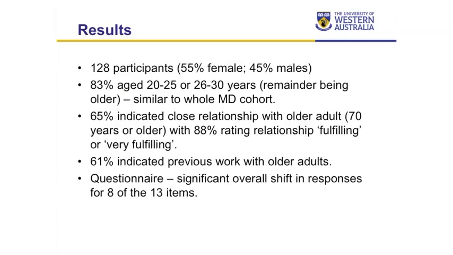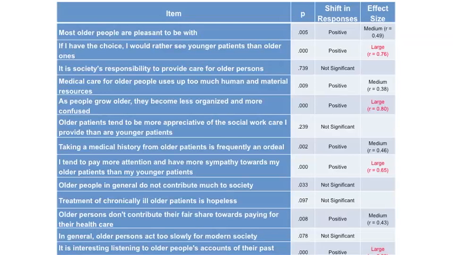Then we saw in the questionnaire with the pre and post responses that there was a significant overall shift in responses from 8 out of the 13 items. You can have a little look here at the different items. Most of the constructs are around the value of caring for older people.